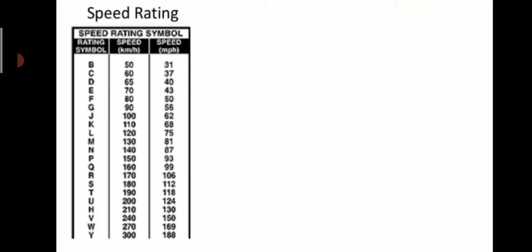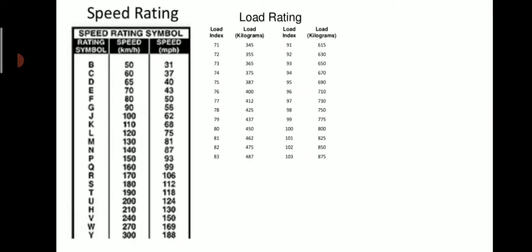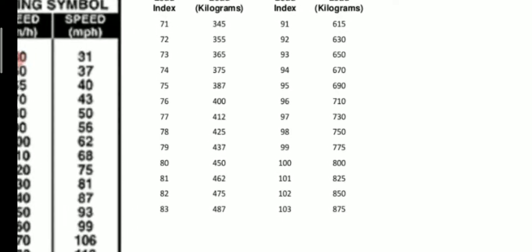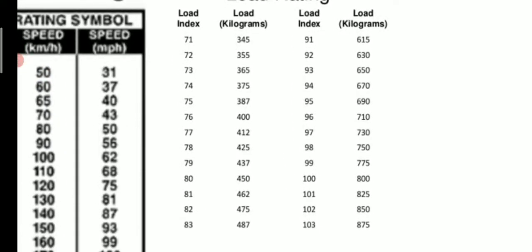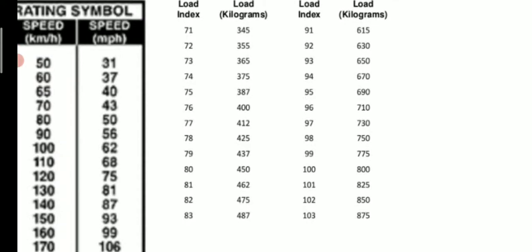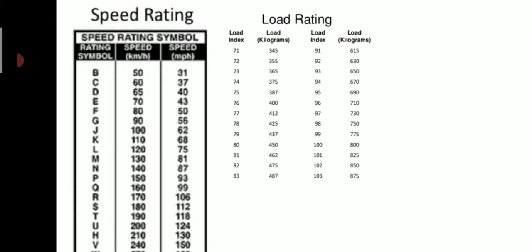So speed rating: if the rating symbol is B, it means the speed is 50 km per hour, and in miles per hour 31. If the speed rating is given as H, it means the speed is 210 km per hour. So the speed rating index is shown here. After that, load rating: if the load index is 80, it means the load capacity for 80 is 450 kg. So this way the load rating is there related to the tires.